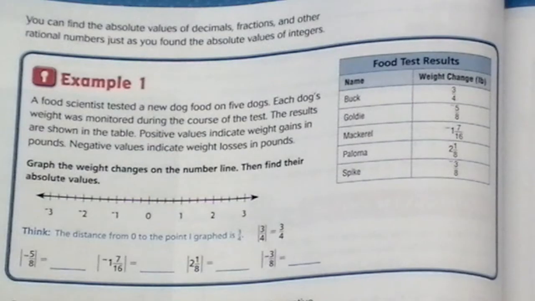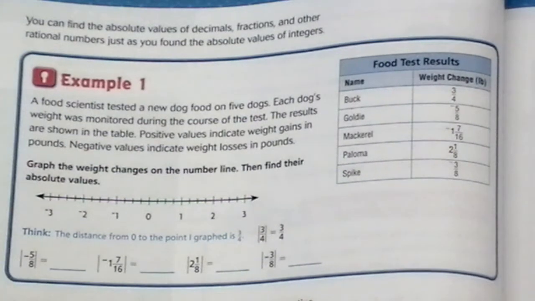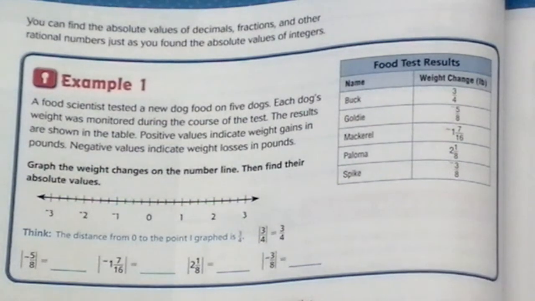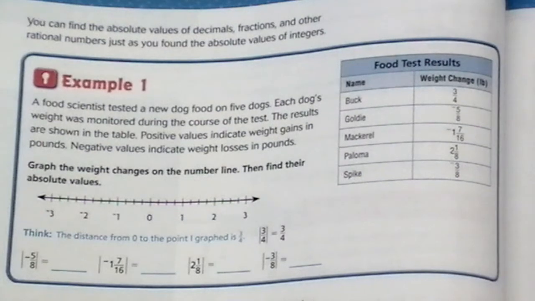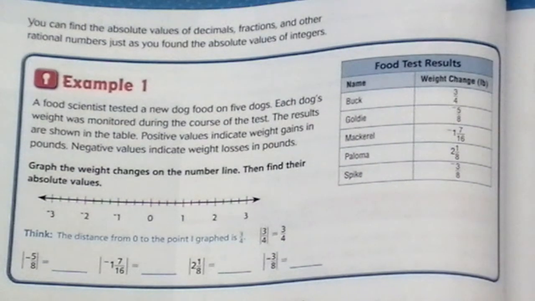It is breathtakingly exciting. Okay, so we're back here on page 116 of our textbooks. You can find the absolute values of decimals, fractions, and other rational numbers just as you found the absolute value of integers. Example number 1.